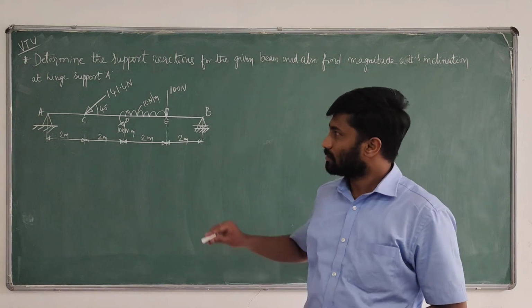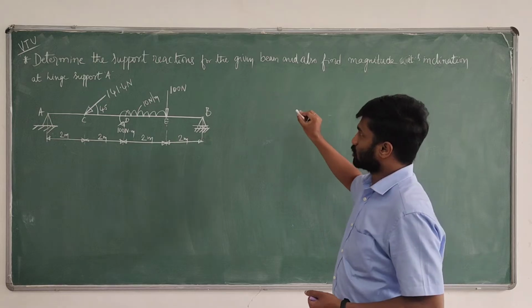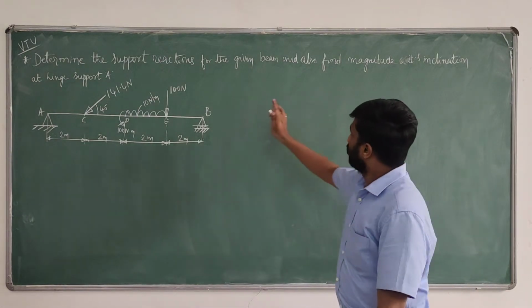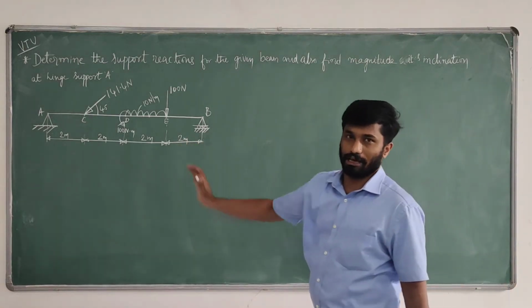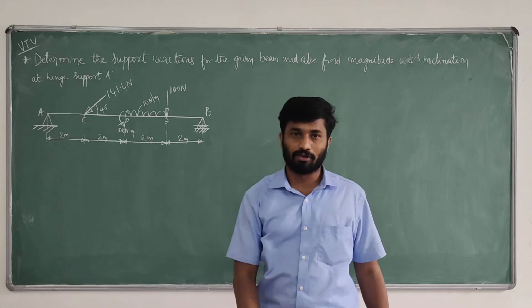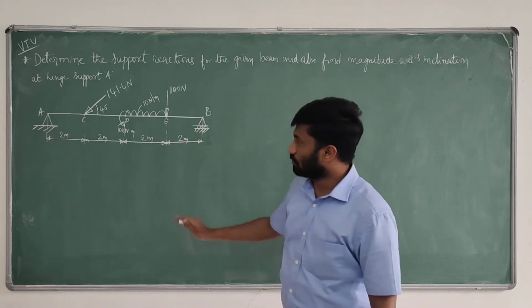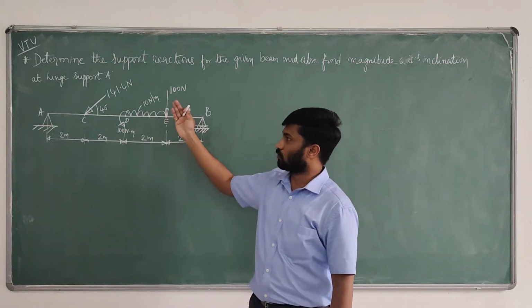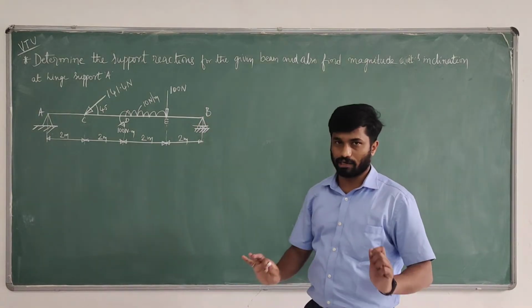So good morning students. In this particular problem, determine the support reactions for the given beam, which is a simply supported beam, and also find the magnitude and inclination at hinge support A. This is a 10 marks problem. In VTU they generally ask these kinds of problems. Here many combinations of loads are given: inclined point load, couple, UDL, and vertical point load.